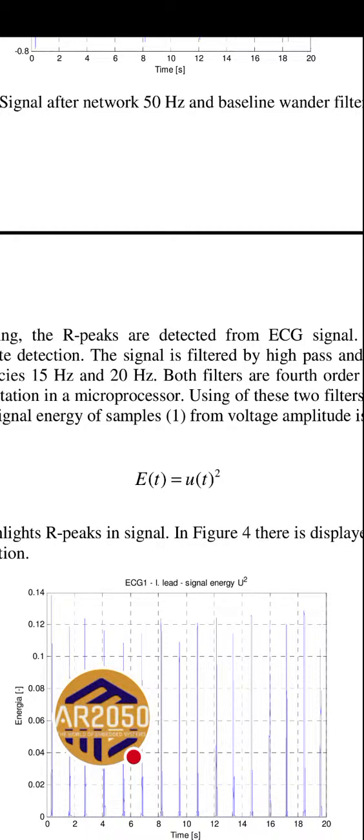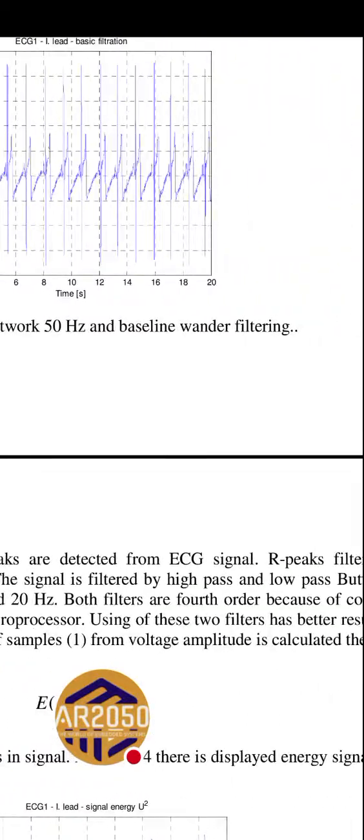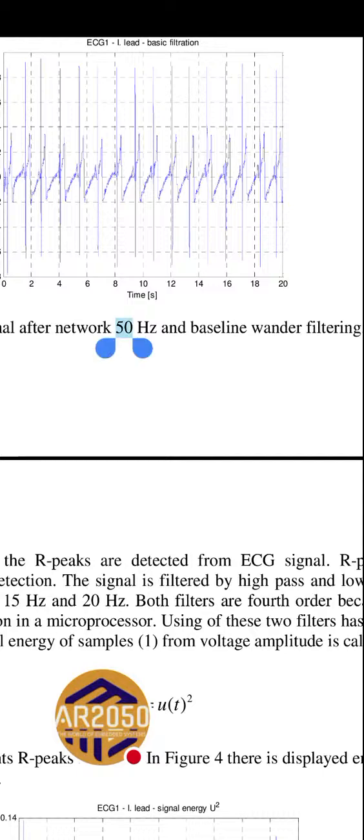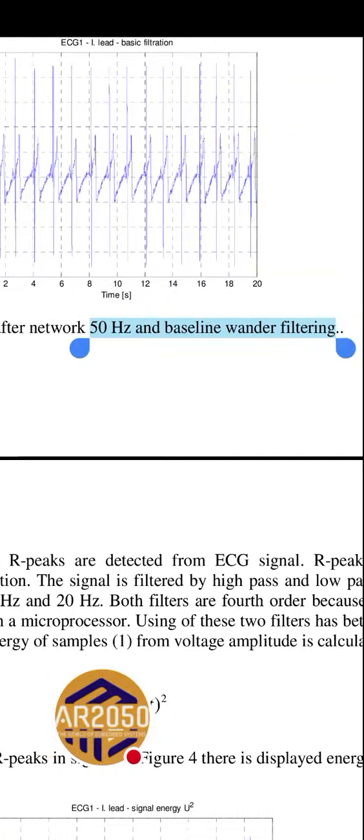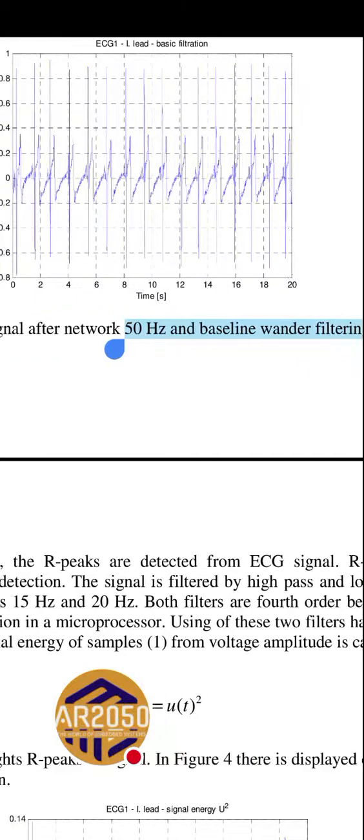That is one more thing that you need to remember while creating a filter. Another is the signal after the network 50 hertz baseline wander filter. So they implemented a baseline wander filter. This is another terminology which you need to check out. A baseline wander filter is used when your actual signal deviates from your baseline, so you apply it so that your ECG signal is aligned in a line.